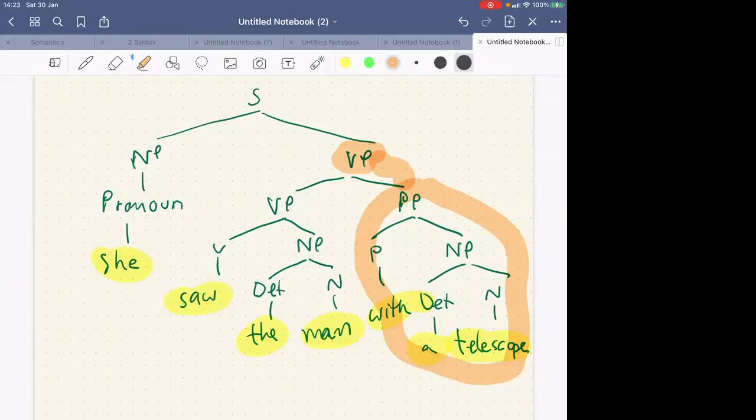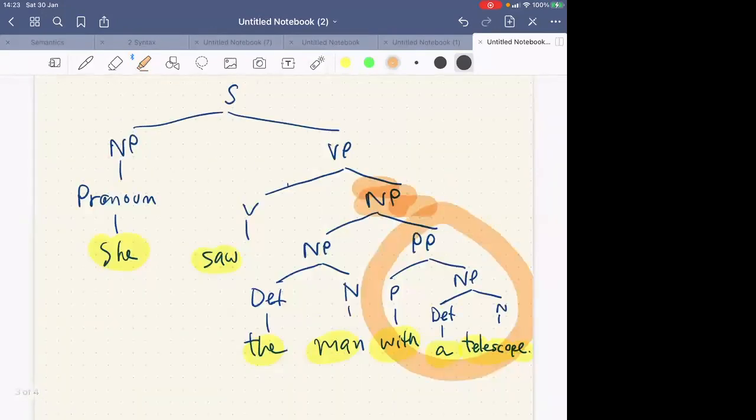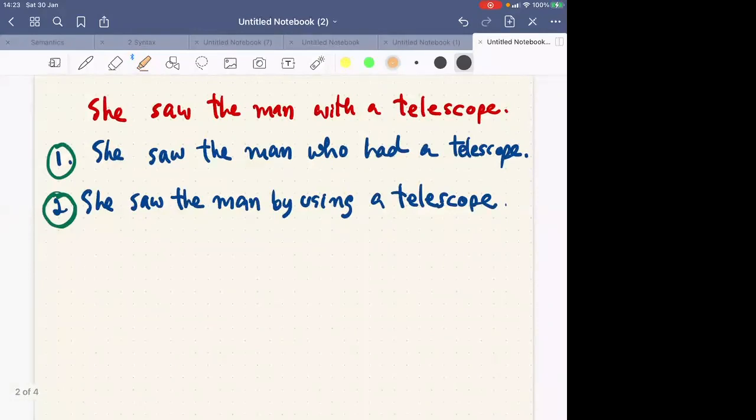So this is different from our first tree diagram, where we have with a telescope as part of the man, like which man, and it is the man with a telescope. With a telescope is the modifier of the man, specifying which man, and this is the man with a telescope. So at this point, we can see that an ambiguous sentence is actually a sentence where we have two structures or two ways of modification.